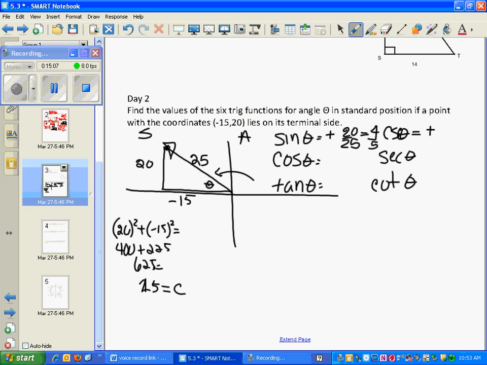Agreed? So the cosecant, you can right away figure out. The cosine, according to the picture that I've drawn, is going to be negative 15 over 25, which is negative 3/5. See how it stays negative? Y'all with me? So then its reciprocal, secant, is going to be negative 5/3. The tangent is going to be negative 20/15, which reduces to negative 4/3. So the cotangent is negative 3/4, and I'm done.